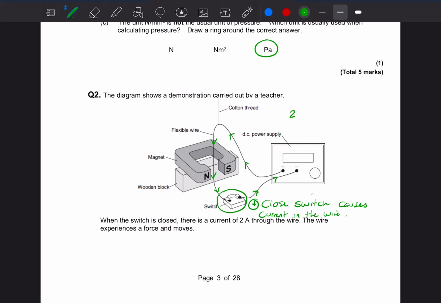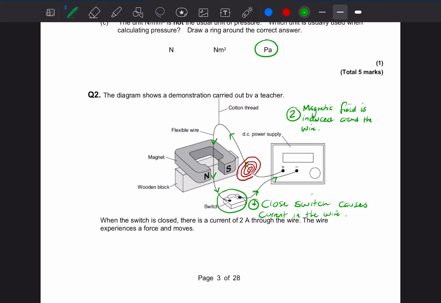The second thing is when you have a current flowing through a wire, you will get a magnetic field in concentric circles around the wire. So you could say that a magnetic field is induced, produced around the wire. Yep, because whenever current flows through a wire, a magnetic field is produced.